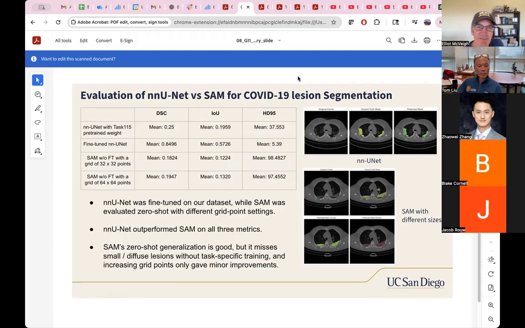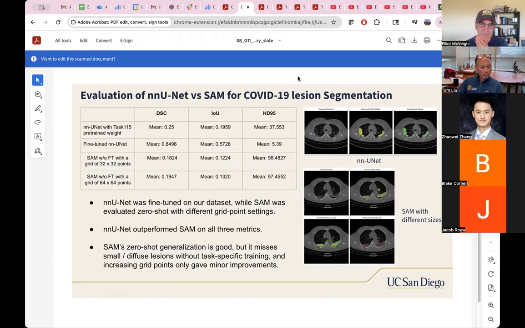The nnU-Net model is a model that is specialized for medical image segmentation, and the SAM model, the Segment Anything Model, is a promptable foundation model that is used for image segmentation. Promptable means that users can feed the model different types of prompts, like bounding boxes, like text, like points, and then the model can generate masks conditioned on those different types of prompts.